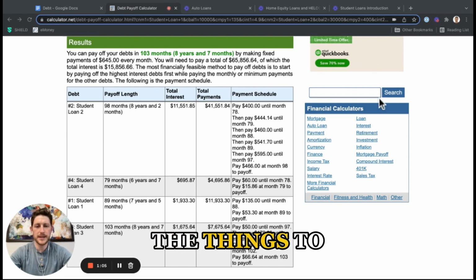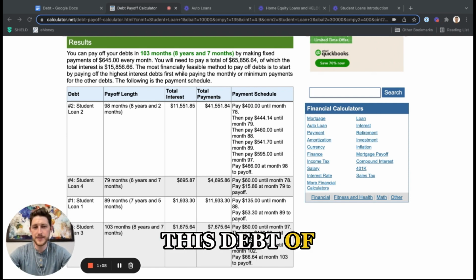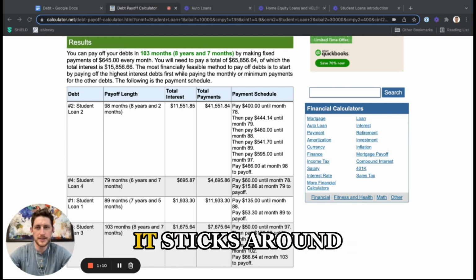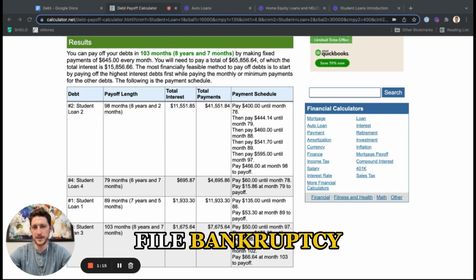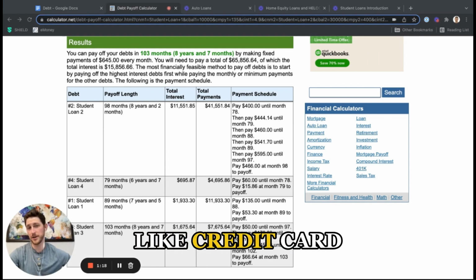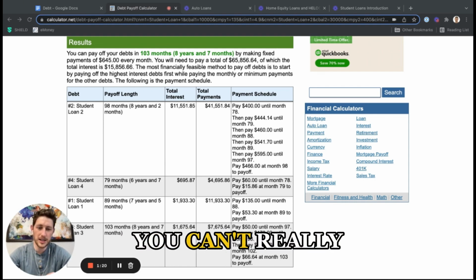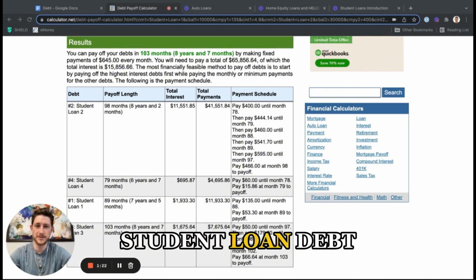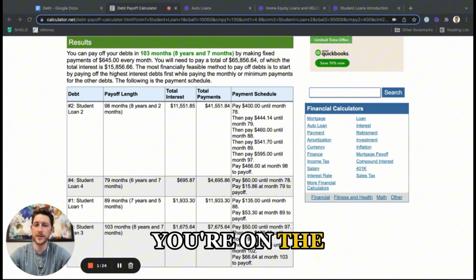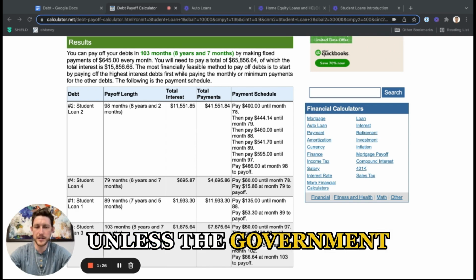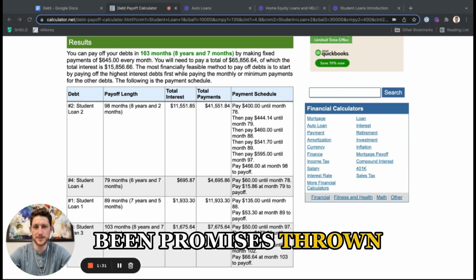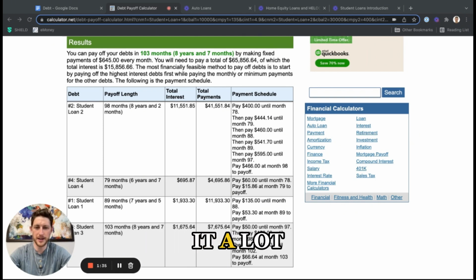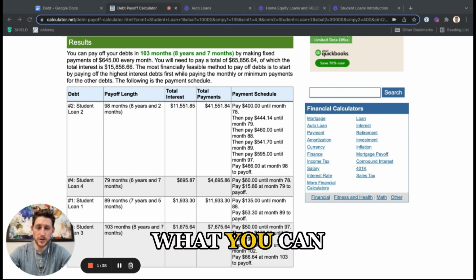So some of the things to think about here, this student loan debt, it sticks around, okay? Even if you file bankruptcy where you can get out of a lot of other debt like credit card debt, consumer debt, and things like that, you can't really do that with student loan debt. You're on the hook for it. So unless the government decides to forgive student loans, like there have been promises thrown out there and talk about it a lot, really you've got to control what you can control.